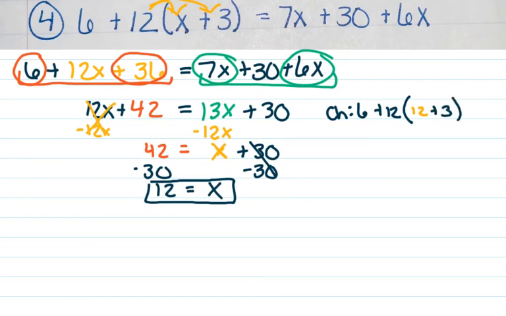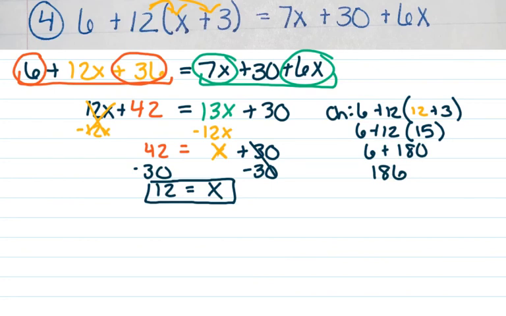I'm just going to do one side at a time. So here we have to do inside the parentheses first. So 12 plus 3 is 15. And then I need to multiply 12 times 15. Again, you might need the calculator for that. It's 180. So 6 plus 180 becomes 186. So that's the left.